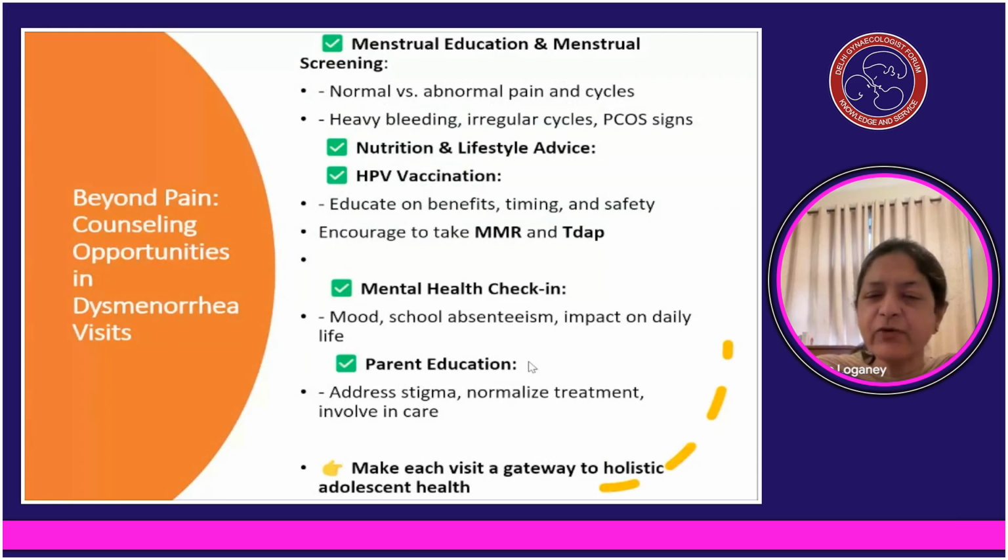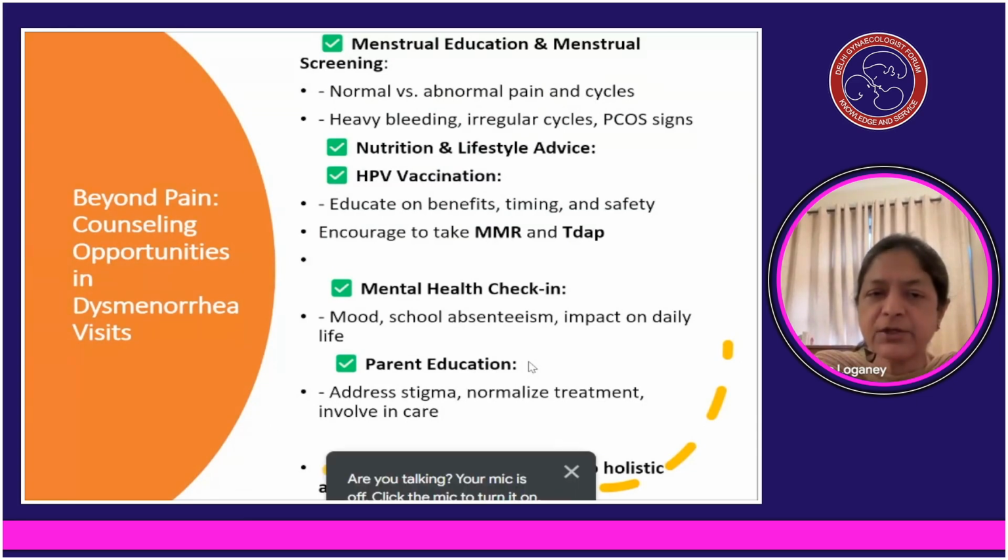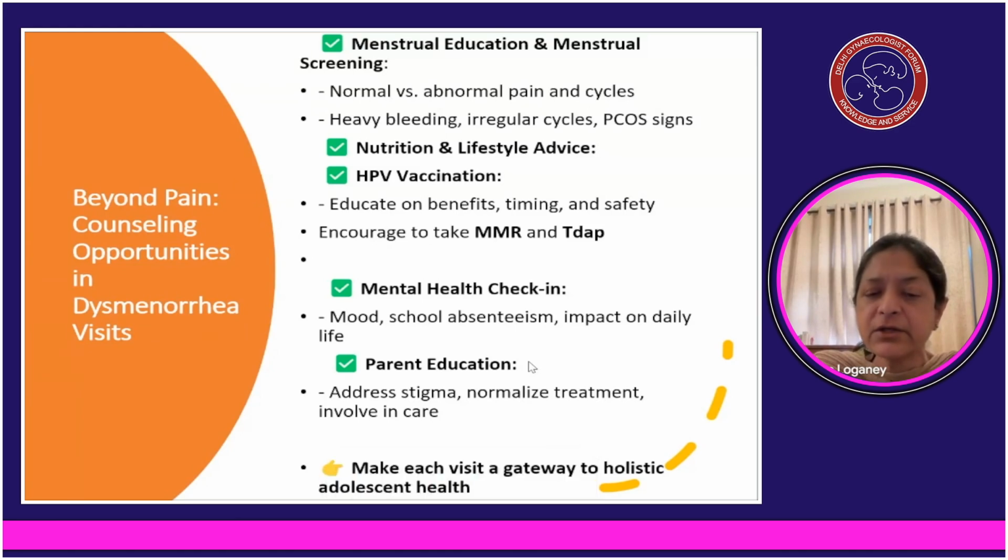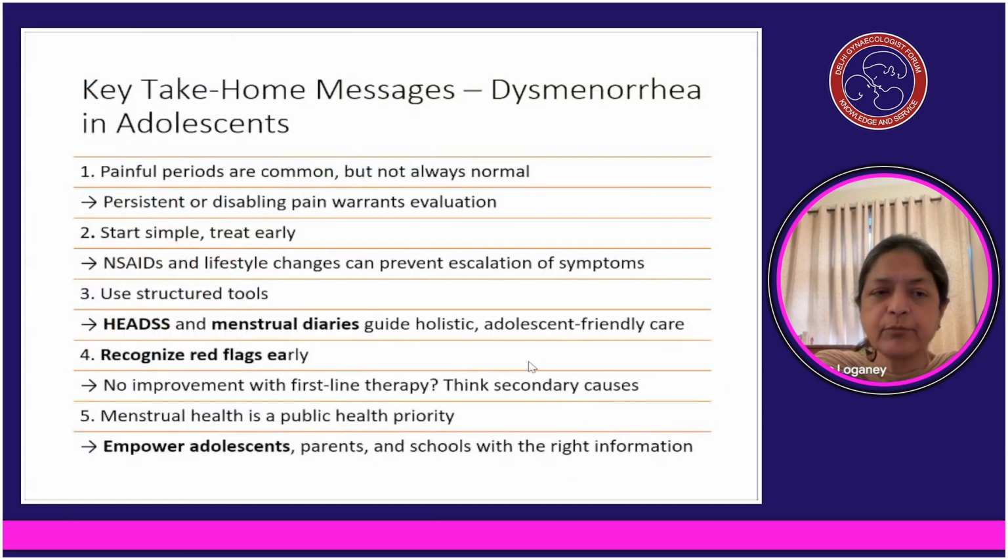So what else can we do when a patient comes to us with her parents or her mother with dysmenorrhea? Of course, menstrual education and menstrual screening have to be done, nutritional and lifestyle advice. What else can be done? Very important. We should be talking to them about HPV vaccination and encourage them to also take a dose of MMR vaccination and Tdap. Then parent education, mental health check-ins, these should also be done. And each visit should be a gateway to holistic adolescent health.